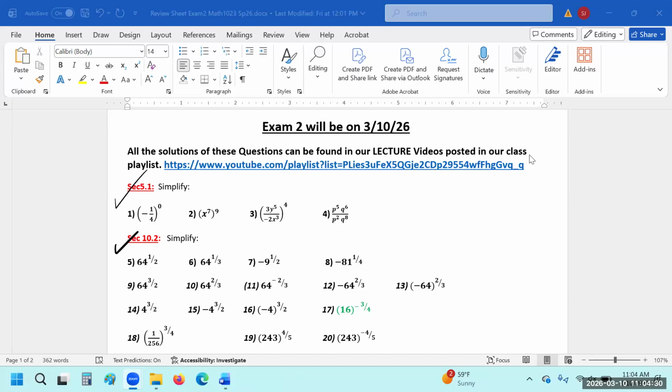And for 3 and 4, this will be inside 10.2. So similar questions. So 3 and 4, they are like 10.2. So in 10.2, I'm going to ask a few. I didn't make the exam yet, but probably at least 5 of them.